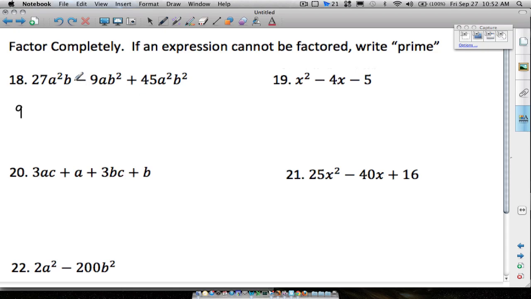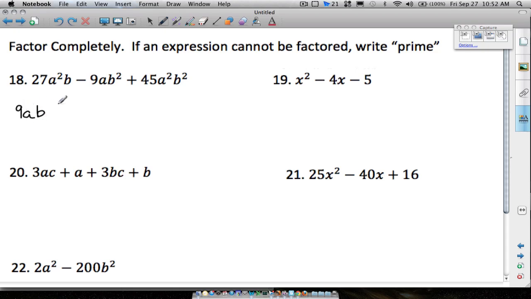Oh, what else? Well, we got some A's in all of them. The most that we can pull out, though, is just going to be 1A because that's the least amount that we have occurring in all of them. We can't pull out an a squared from this, so that would be too much. But we can at least pull out 1A. How about our B's? We got 1B here, 2B's there, 2B's there. The most that we can pull out that they have in common is going to be 1B.